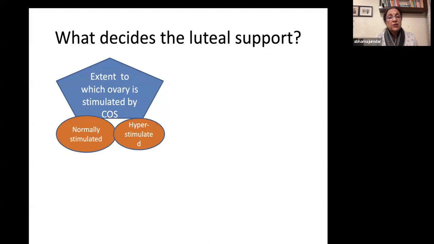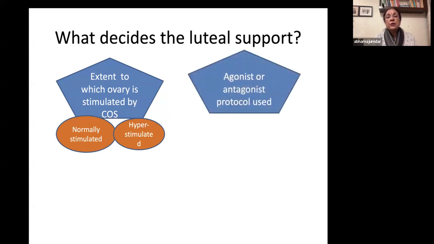If the woman is normally stimulated or hyperstimulated, these are two conditions which will make you decide what luteal support you are going to give. Another one is agonist or antagonist protocol use. Even when you're just doing ovarian stimulation for maybe IUI or just for ovulation induction, you need to know whether your ovary is hyperstimulated or normally stimulated. Say you're doing ovulation induction in a hyperresponder oligoovulatory patient, you will have to decide.